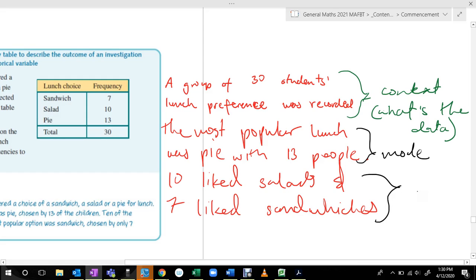And then mention others. So there's 3 things you have to talk about. What's the context? What's the most frequent? And then talk about the other ones.